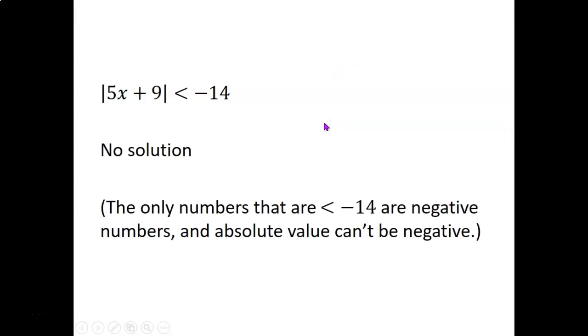No, it's not. The only numbers that are less than negative 14 are all negative numbers. Things like negative 15, negative 20. And absolute value can't be negative. So this cannot happen. This has no solution.